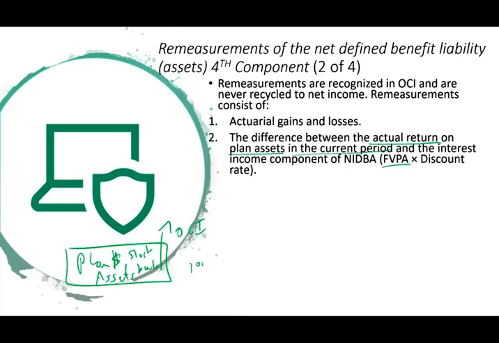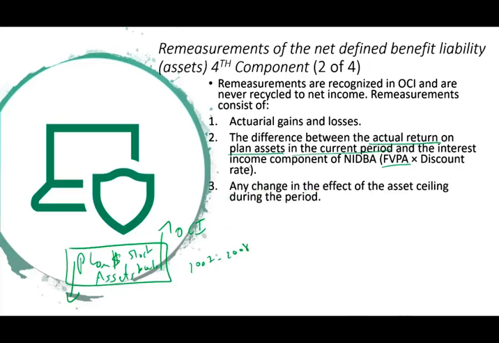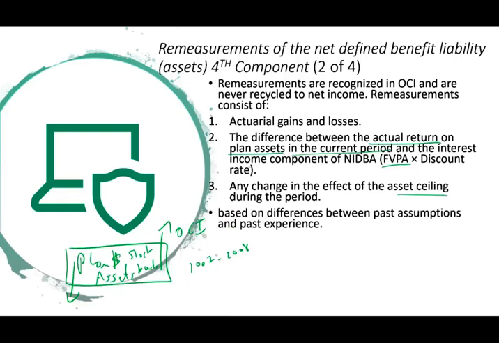Well, if we go back to 2007, 2008, the opposite thing happened. The stock market dropped substantially. You had a loss, more losses in your plan asset. Then you have a reduction in your OCI. Okay, and any change in the effect of the asset ceiling during the period. So actuarial gains and losses and those changes are based on the difference between past assumptions and past experience. What we thought was going to happen and what actually happened are two different things. Then we make adjustments, and those adjustments go into OCI.